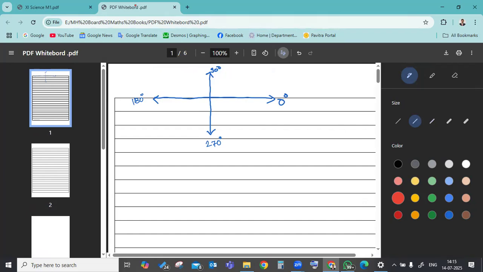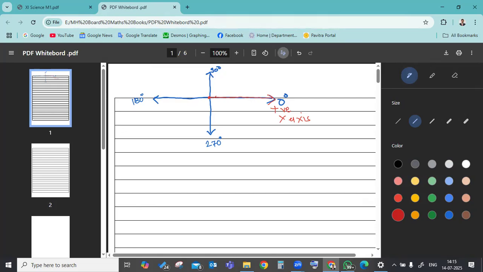Pay attention. See, if we start from 0 degree, vertex is at origin, initial arm coincides with the positive x-axis. This is the positive x-axis. Now we are rotating the terminal arm in anti-clockwise sense.